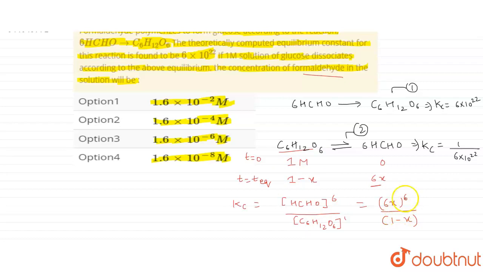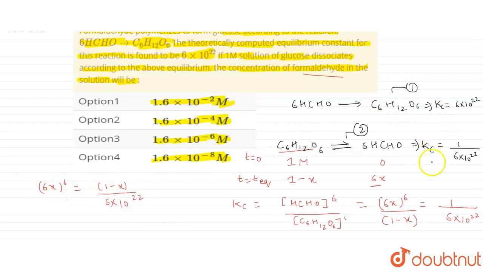This is the expression for the equilibrium constant, and we have to find the value of 6x, that is the concentration of formaldehyde at equilibrium. So I'm solving it here, guys. This Kc will be equal to 1 by 6 into 10 to the power 22, because the equilibrium constant for this reaction will be 1 by 6 into 10 to the power 22. Now we need to just find the value of 6x. So (6x)^6 will be equal to (1 minus x) upon 6 into 10 to the power 22.